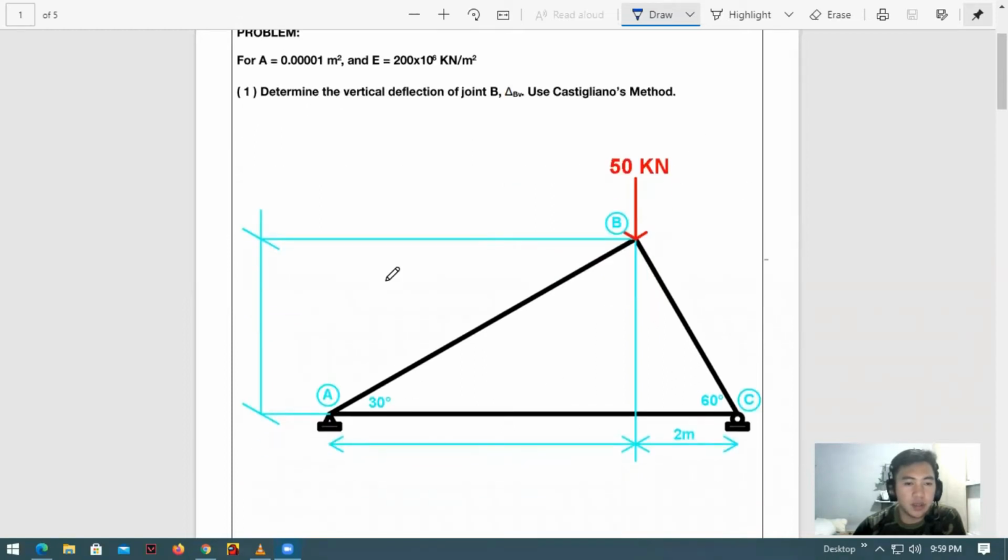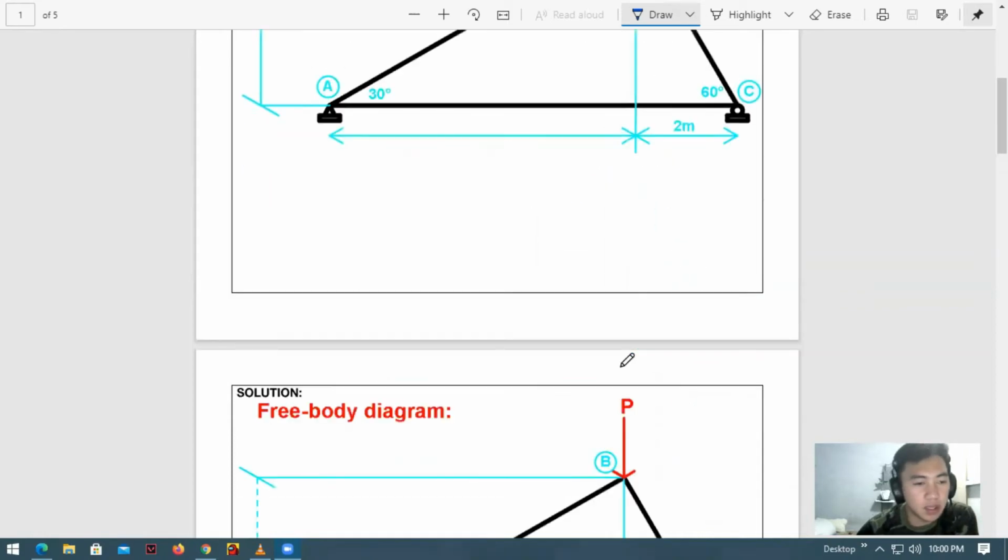Given the figure, we have a 50 kilonewton load directed downwards at point P, and this is a special triangle since it has a 30-degree and a 60-degree angle, with a given distance of 2 meters from point P, the lever arm.